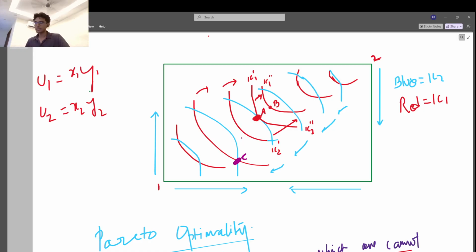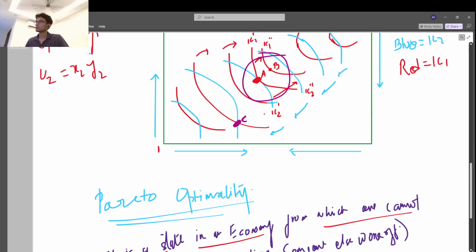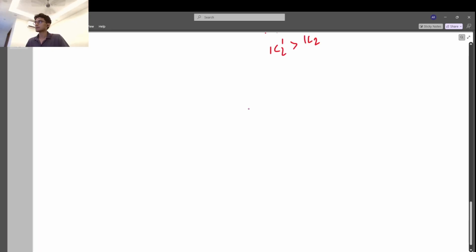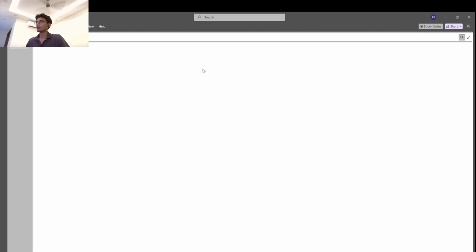So this tells us about the concept of Pareto optimality, because you cannot make an individual better off without making another individual worse off. So now let's define a point which is not Pareto optimal.